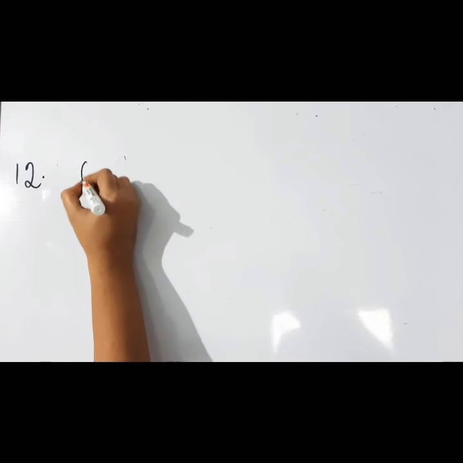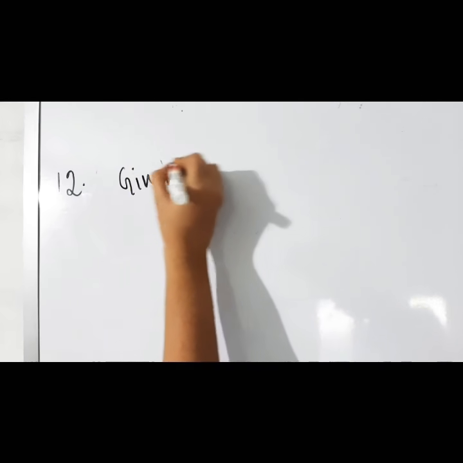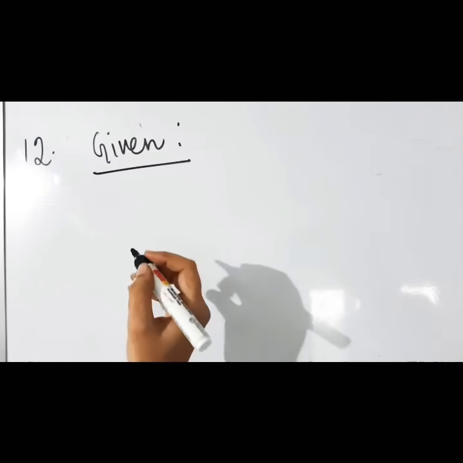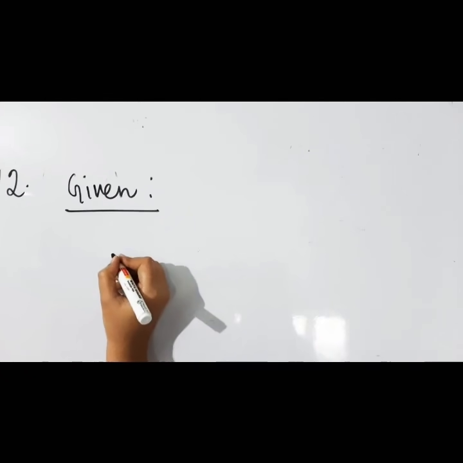Question number 12. Two APs have the same common difference, they said. The difference between their 100th term is 100. So what is the difference between their thousandth term? They gave 2 APs. What is given in question number 12? Question number 12 is not for board exam point of view, just for understanding.